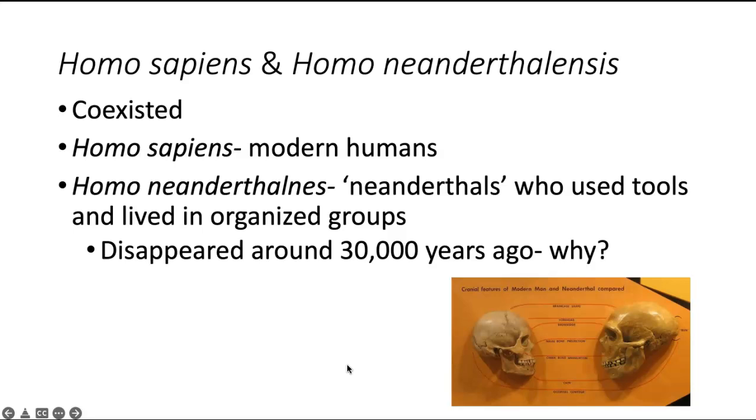We don't know exactly why. We think that maybe we were better at competing with the Neanderthals, so that's possible. That's one of the major explanations. There's also some DNA evidence that a small proportion, a couple percent of modern humans, actually have Neanderthal DNA inside of us. So that maybe tells us that Homo sapiens and Neanderthals interbred, and some DNA was transferred, so possibly they bred together and led to the extinction of the Neanderthalensis line.